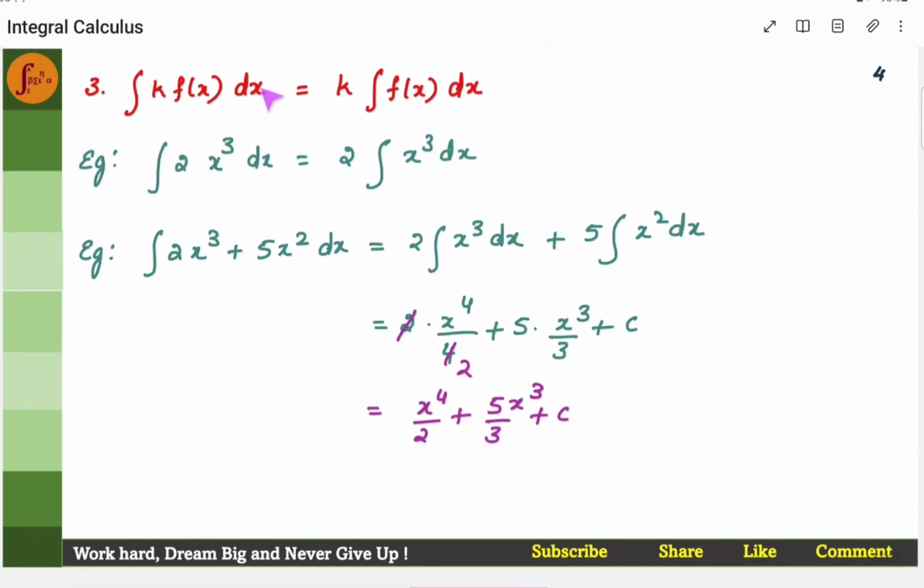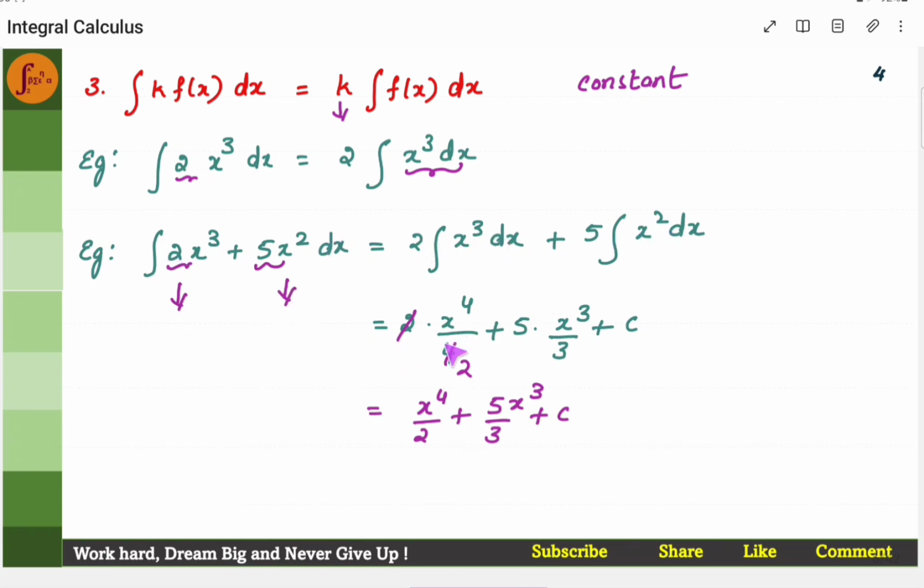If I have a constant with the function, I can put the constant outside. Constant is this k. I'm just calling this k as constant. K is nothing but any constant. So I can put the constant outside and find the integral of the function. For example, if you have 2x cube, 2 is a number, a constant. So I can put this 2 outside and then find the integral of x cube. Similarly here I have 2 and I have 5. So I can find separate integrals for this and put 2 outside for this, 5 outside for this.